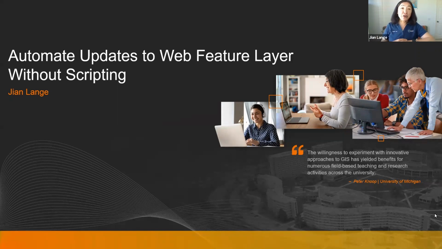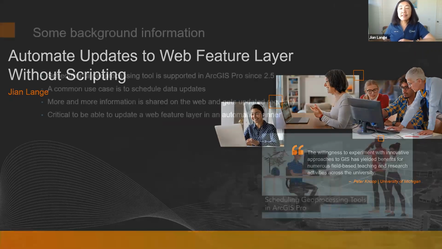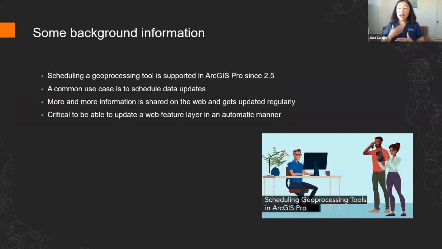So today I would like to show you an example of how to update a web feature layer automatically with a non-coding, non-scripting approach. Before I dig deeper into the topic, here is some background information. Last year we released a new feature in ArcGIS Pro, which allows you to schedule any geoprocessing tool to run at a specific time. I wrote a blog article to introduce this new feature.